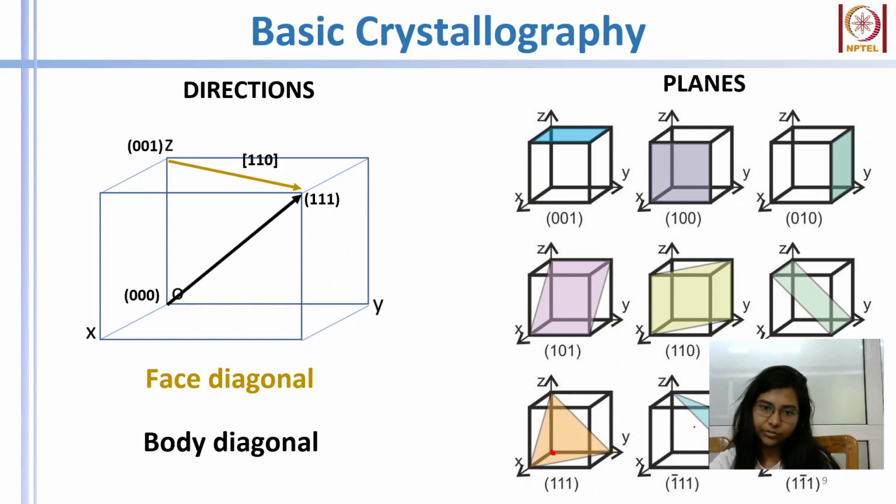So similarly you can find out about 1 bar 1 1, 1 1 bar 1 and 1 1 1 bar, right? So what will be the 1 1 1 bar? It will be the opposite plane. So here it is not given, it will be like this.